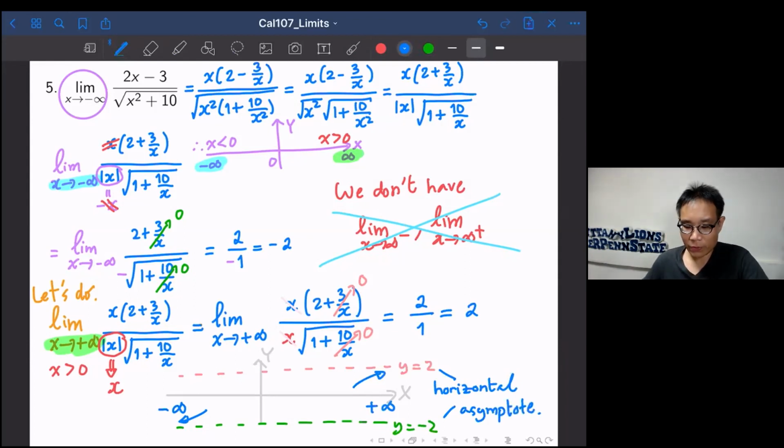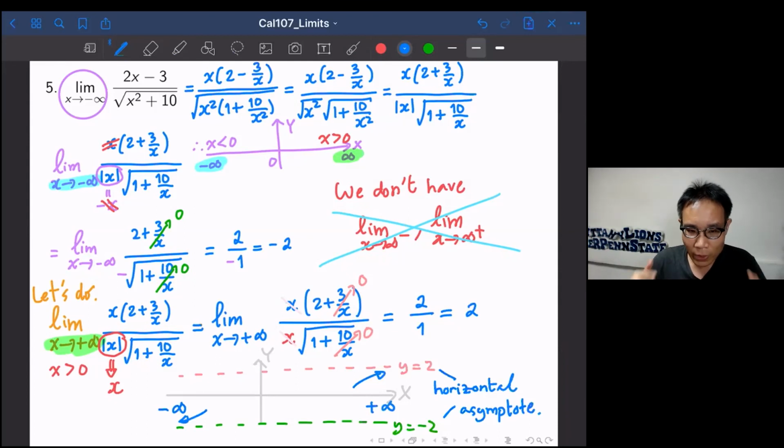Okay, so that's all I need to teach you here. So let's conclude. What did we learn in this section? It's about determining infinite limits. So you have the limit as x goes to positive infinity and the limit as x goes to negative infinity, and they will give you two horizontal asymptotes or maybe one horizontal asymptote depending on the function.